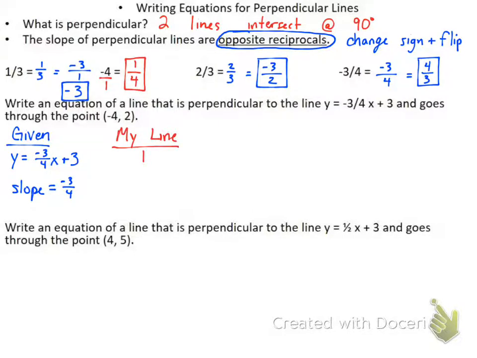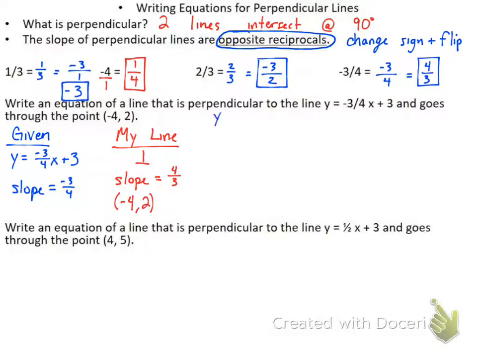again, this is the symbol for perpendicular. It's an upside down T. So I want my line to be perpendicular, which means I want my slope to be the opposite reciprocal of that number right there. So when I do this, I'm going to say that my slope, change the sign and flip it, so it's going to be positive 4/3. And then I want my line to go through the ordered pair, -4, positive 2.